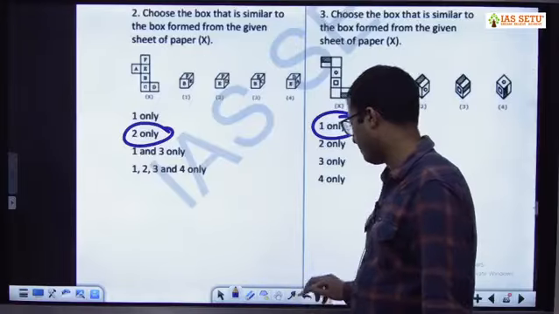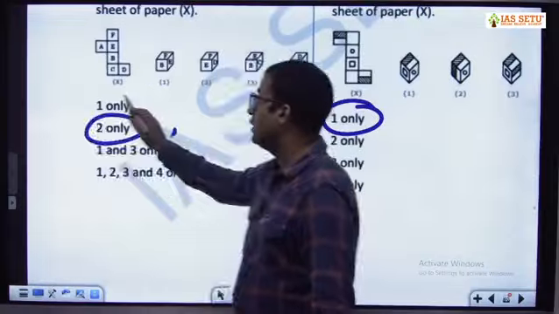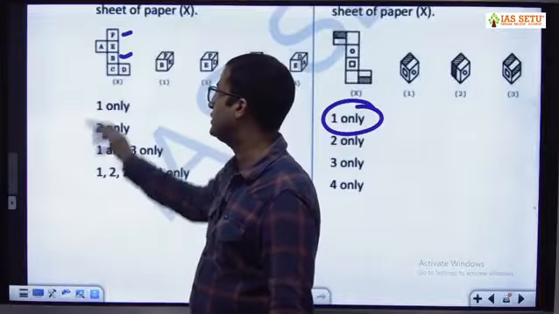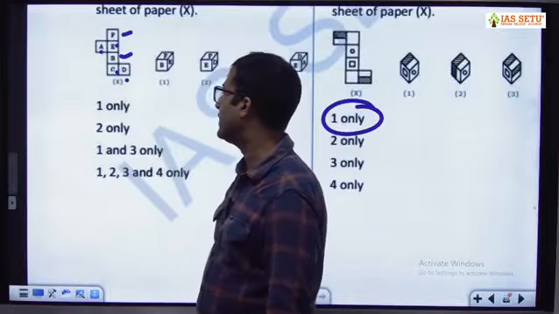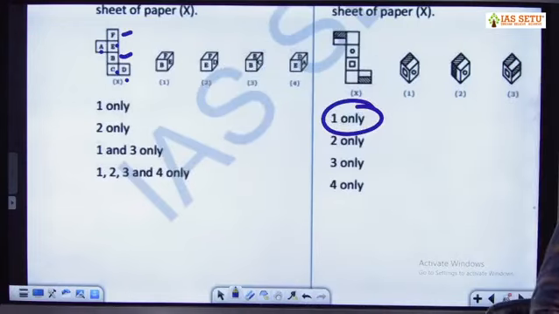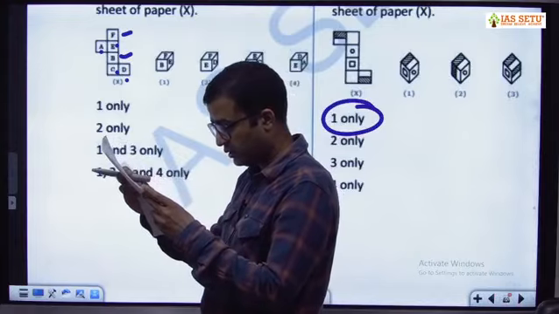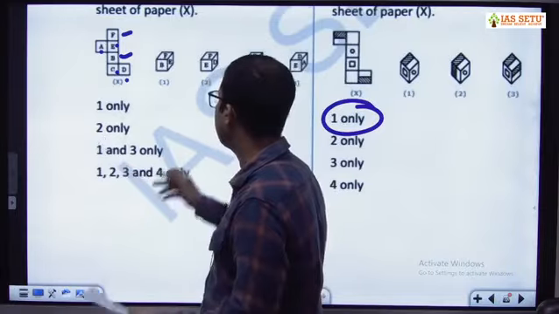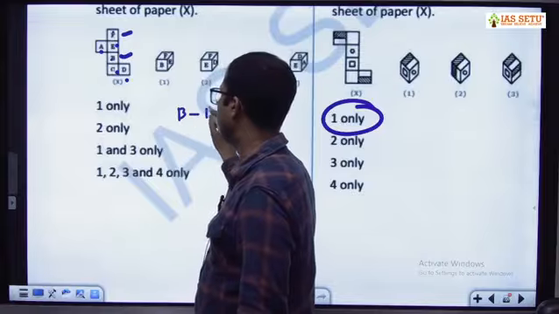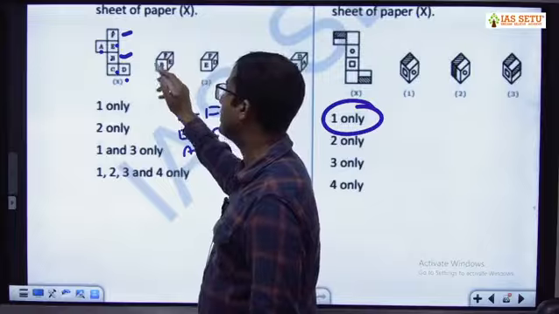In question number 2, it is easy to eliminate wrong answers. Now in this question we know F and B will be opposite, E and C will be opposite, A and D will be opposite. Now take option 1: it is given that B and F are adjacent. But B and F have to be opposite, E and C have to be opposite, A and D have to be opposite. B and F adjacent is wrong.